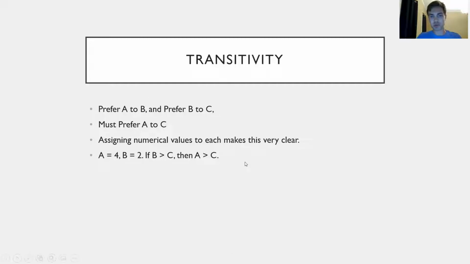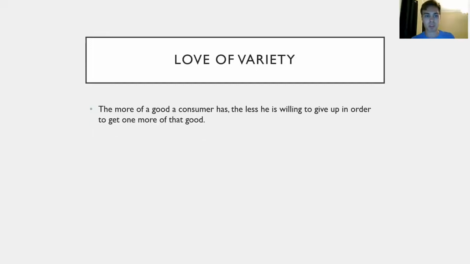And so to use a real world example here, if you're given the option between an apple and a banana and you choose the apple, and then you're given an option between a banana and a coconut and you choose the banana, then when you're given the option between an apple and a coconut, we will assume that you will always pick the apple instead of the coconut. So that's our transitivity assumption.